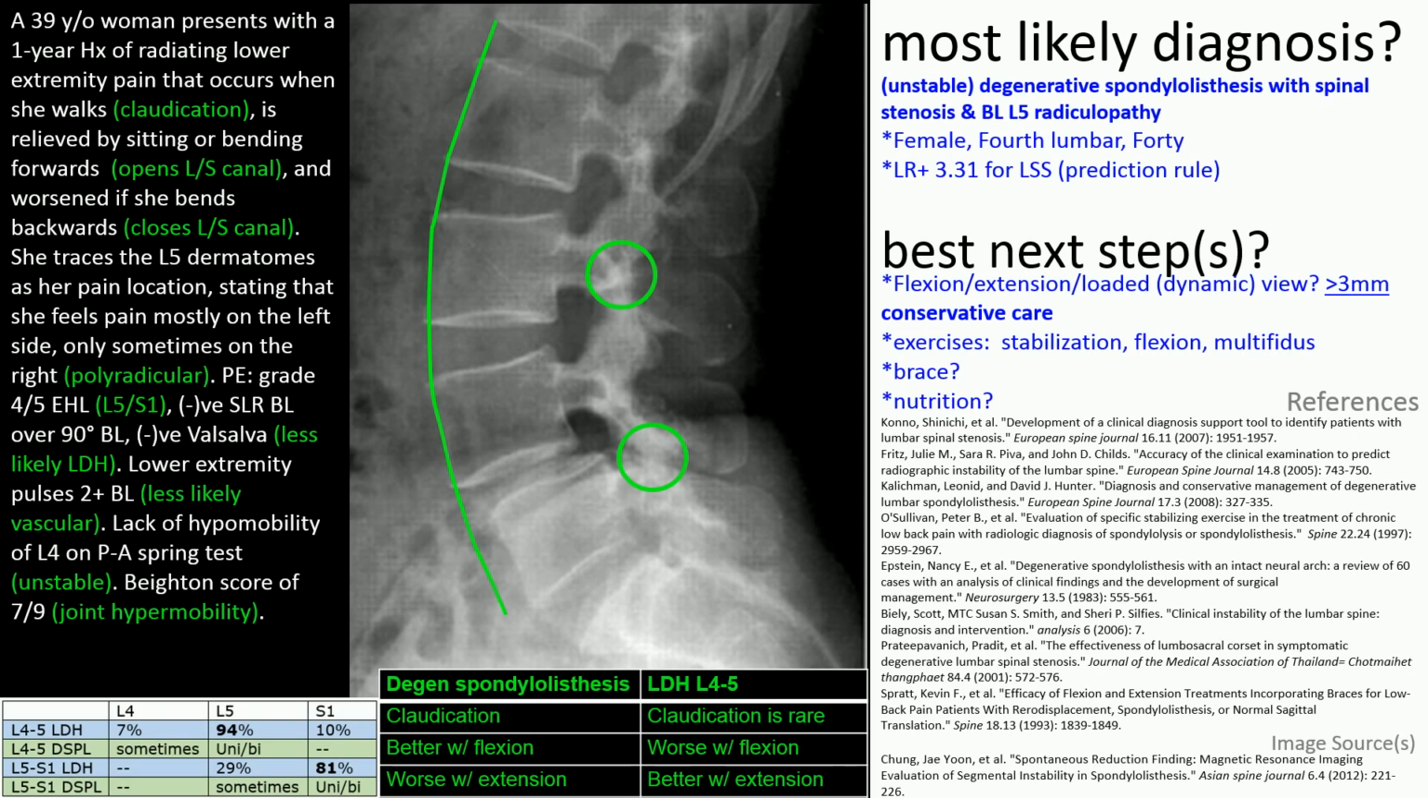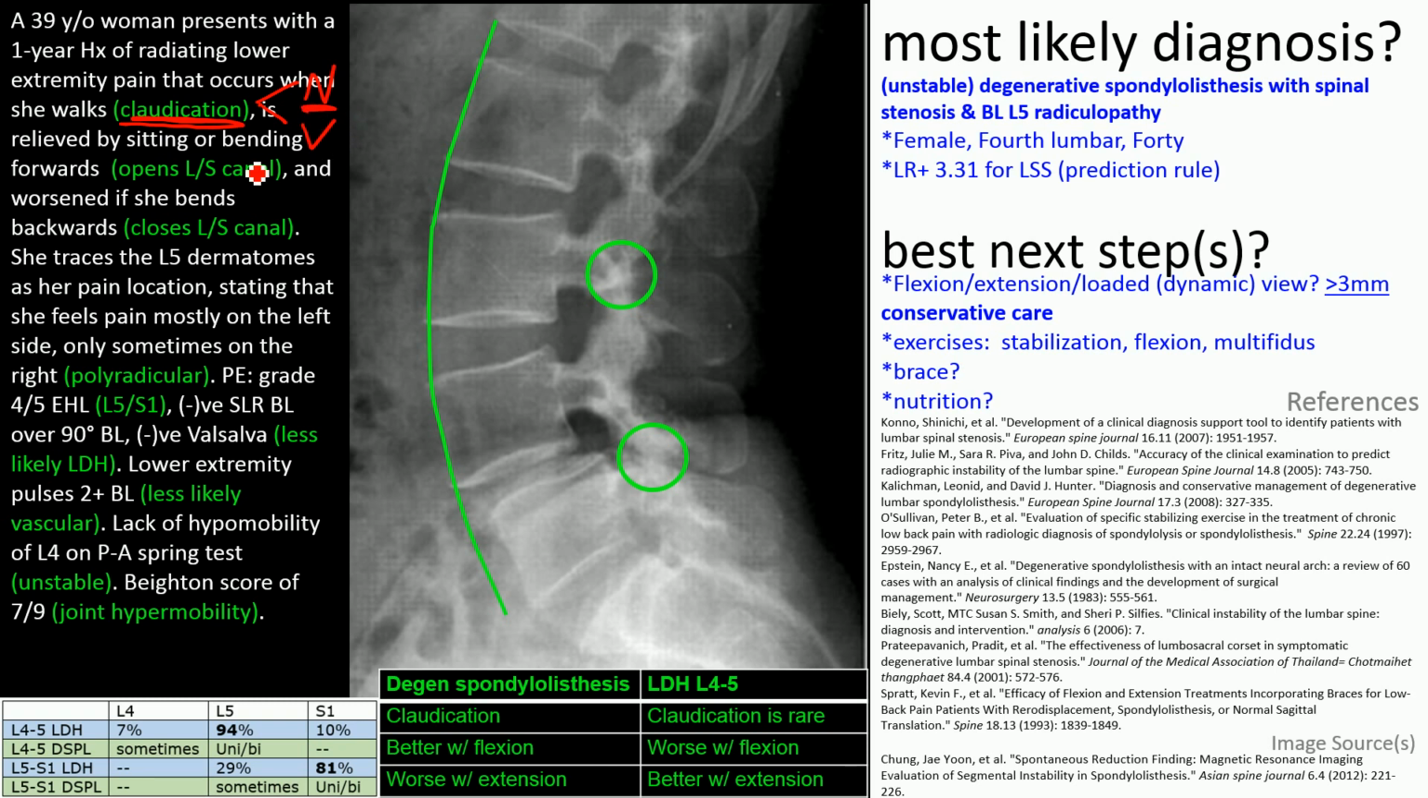The first thing to look at in this case is when the lower extremity pain occurs, which is when she's walking. And this is a pattern called claudication. There are 2 types of claudication: neurogenic claudication of the nerves and vascular claudication. Our patient here has neurogenic claudication.